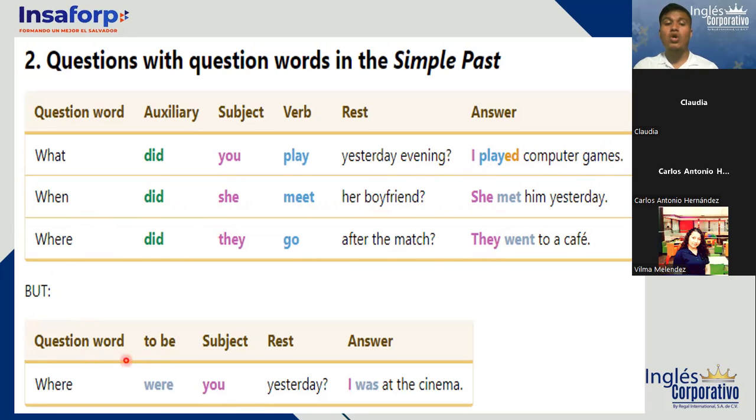But what happens with the questions with the verb be? Also, we have to give complete answers when we have a WH question at the beginning. And we have one example here. Where were you yesterday? I was at the cinema. Okay, as you can see, it's very easy to make questions and simple.